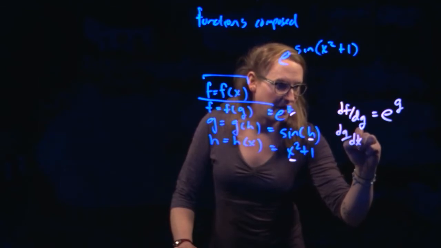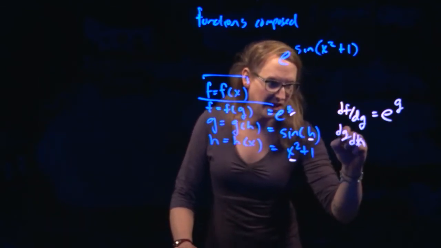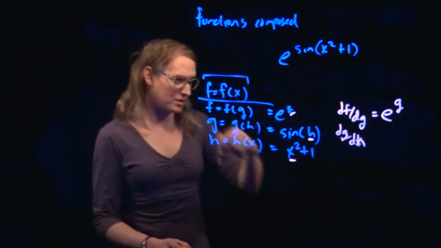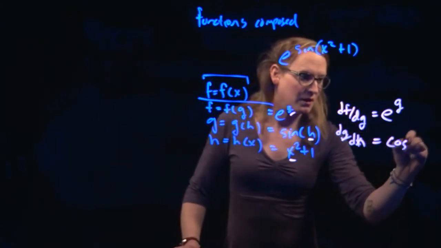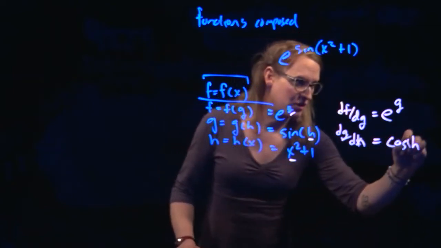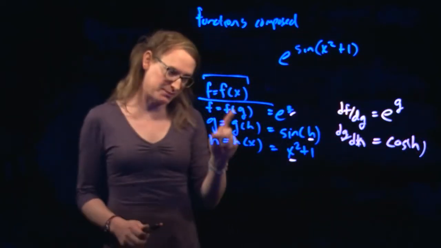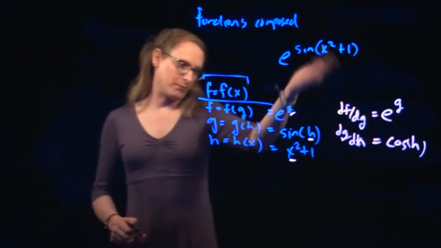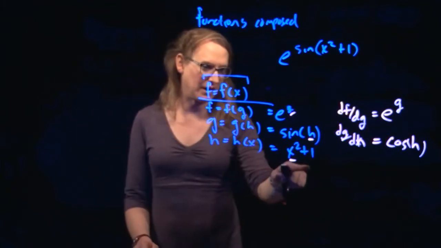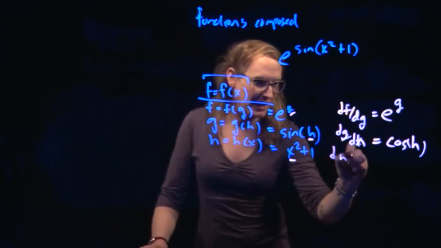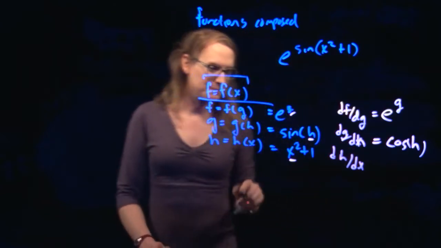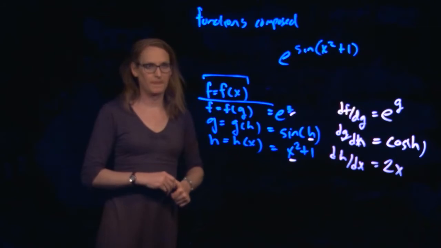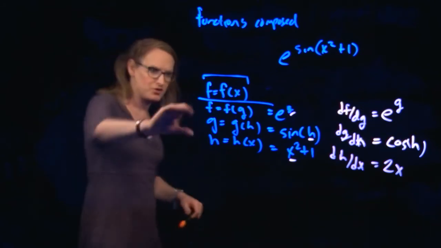The derivative of g with respect to h is, let's see, the derivative of sine is cosine of h. I'm going to be really specific about what thing I put inside of here, because then I'm going to compose them all together to get the original thing. And then finally, I'm going to take dh dx, and that's going to be 2x. Okay, so I have my original functions.